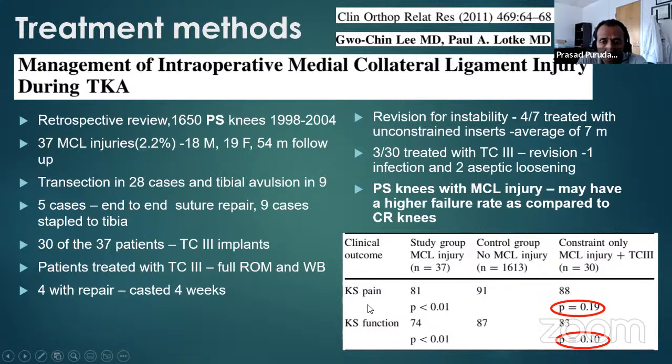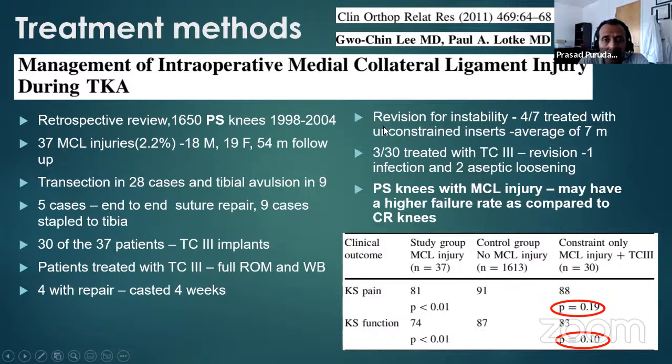When they looked at the Knee Society score, there was a significant difference between the study group and the control group when they looked at the study group as a whole. That is, the 37 patients in the study group, their pain score was lower, their function score was also lower. But when they looked at the subgroup of the patients who had constrained implants, there was no significant difference in the pain and the function scores. That means those patients who had constrained knees actually did better as far as pain and function are concerned.